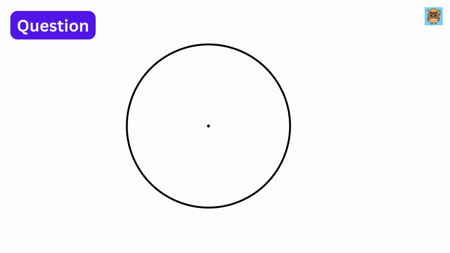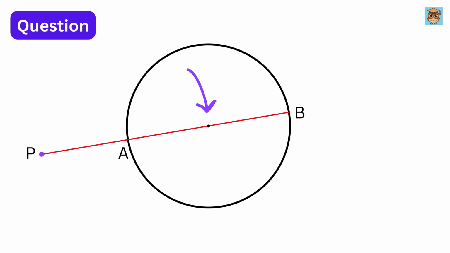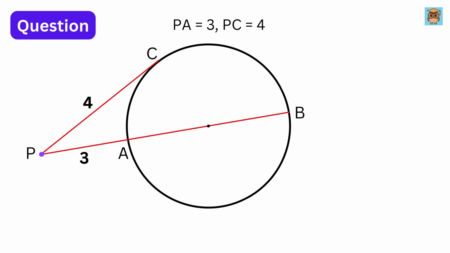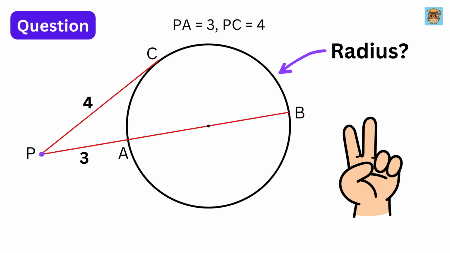Now suppose we have a circle and an external point, P, outside the circle. From P, we draw a secant line that intersects the circle at 2 points A and B, such that this secant line passes through the center of this circle. Then we draw this tangent, which touches the circle at C. Now, if PA is 3 units and PC is 4 units, then what will be the radius of this circle? We will solve it using 2 different methods.